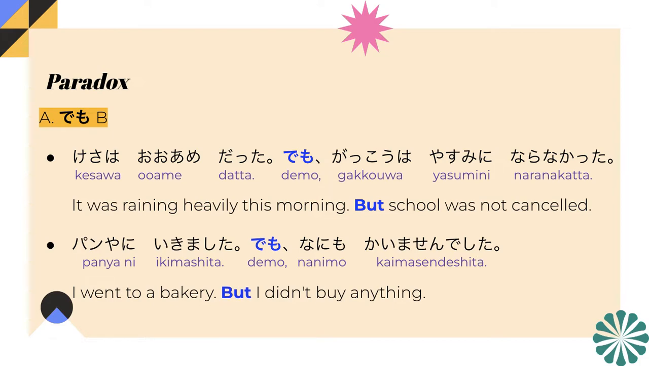The next one is でも. Same thing as しかし, you would state the A sentence, でも, B sentence. So A happened, or sentence A, but sentence B. So let's try that in practice.